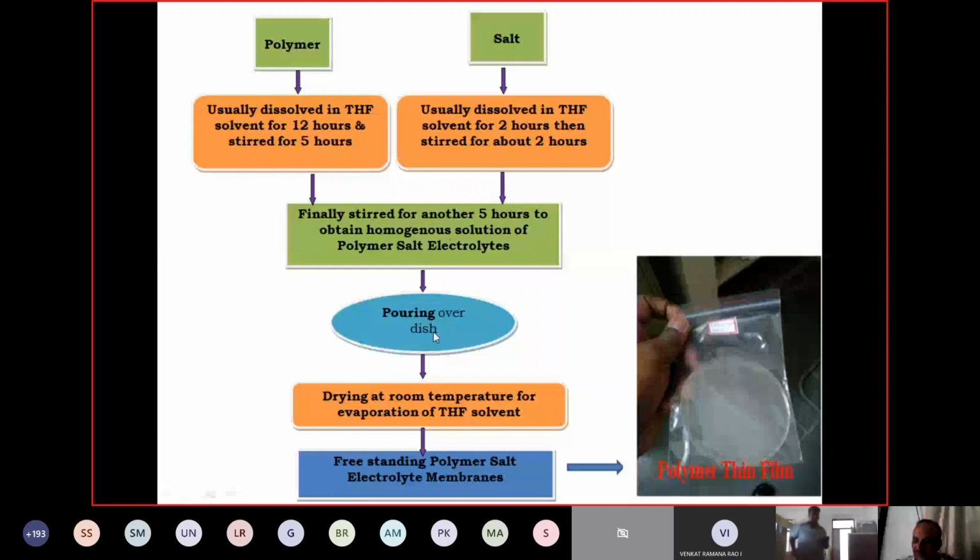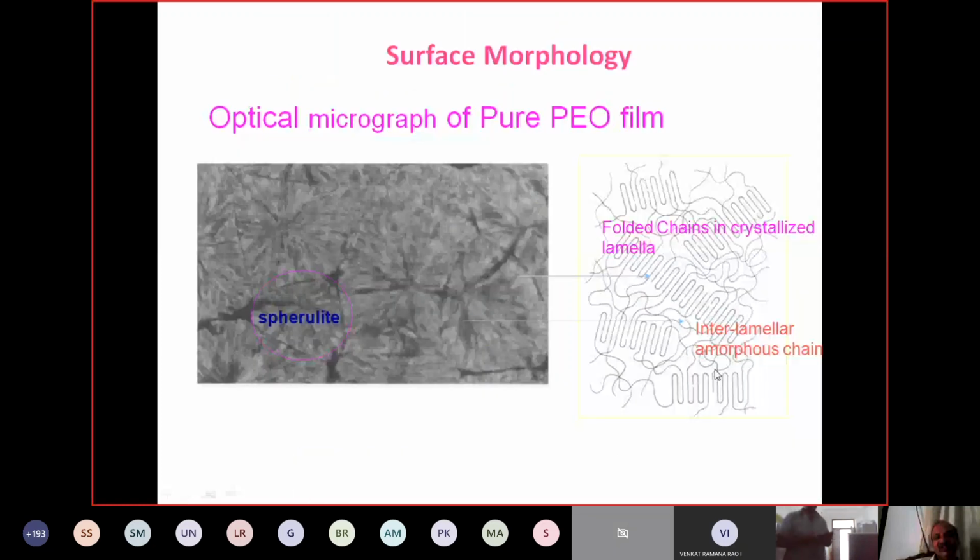So we will study what the polymer is. Simply, I am giving the picture of polyethylene oxide. You see here, it is a semi-crystalline one, where we call these spherulites. It has a perfect arrangement of chains: folded chains in crystalline lamella. This is the spherulite structure, and in between we can see the amorphous nature. That means we call this a semi-crystalline material.